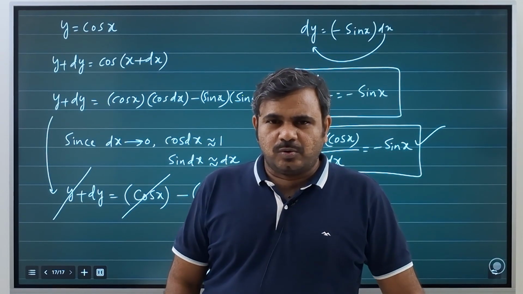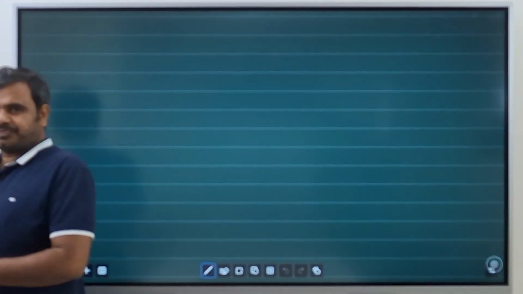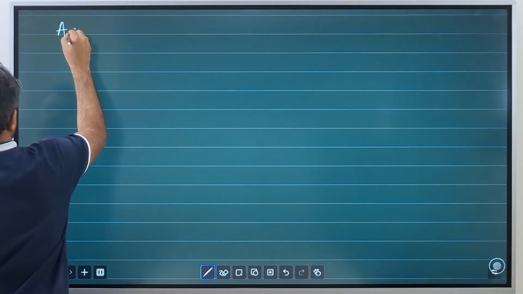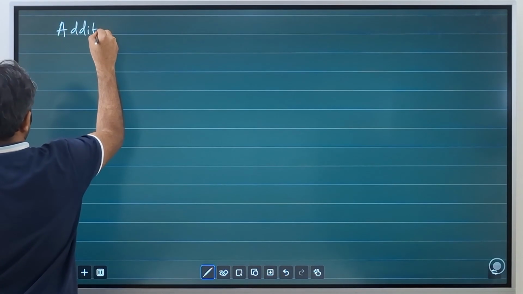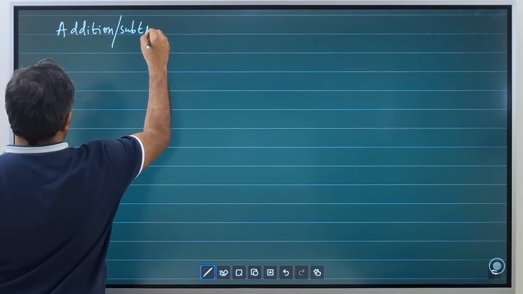Now let's look at rules of differentiation. The first rule that we are going to discuss is the addition or subtraction rule.